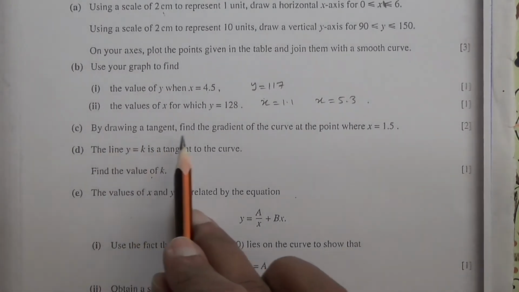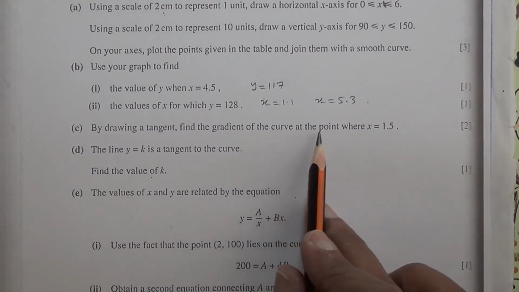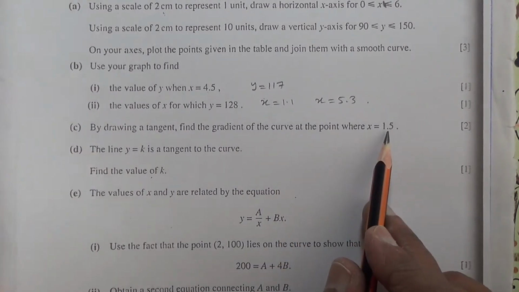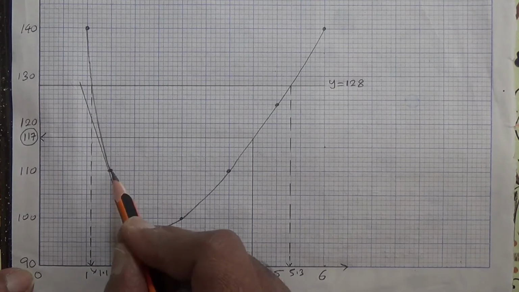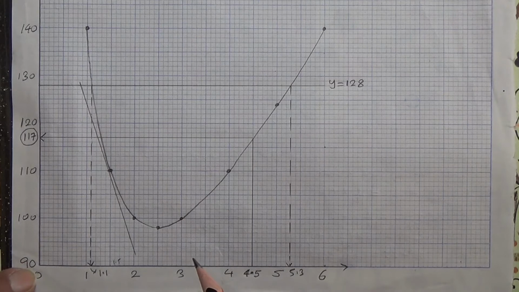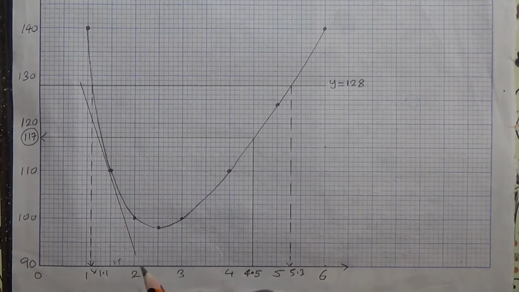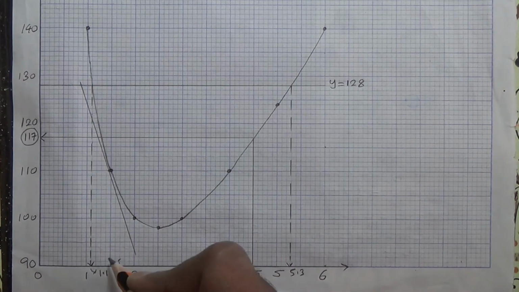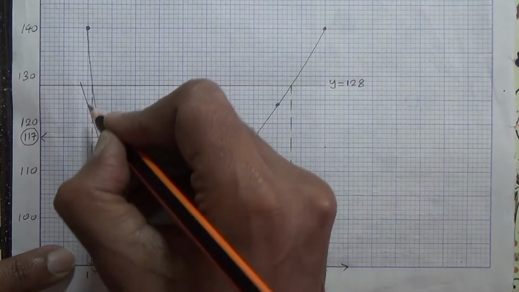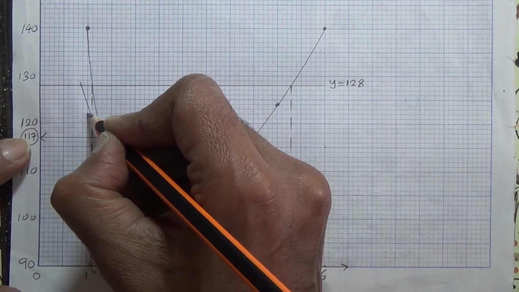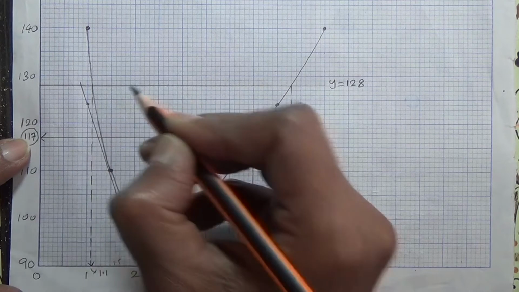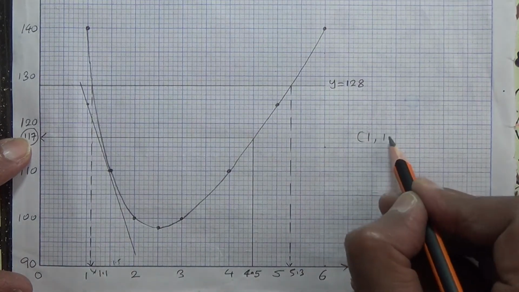Next we need to draw a tangent to the curve at the point where x is equal to 1.5, and find the gradient of that tangent. So we draw a tangent here at x is equal to 1.5, this is 1.5. You come here, you draw your tangent, and then we need to find the gradient. To find the gradient, you just read 2 points here. You can take the point, let's say, x equal to 1. You go all the way up, and you're going to get 124, so 1 and then 124.